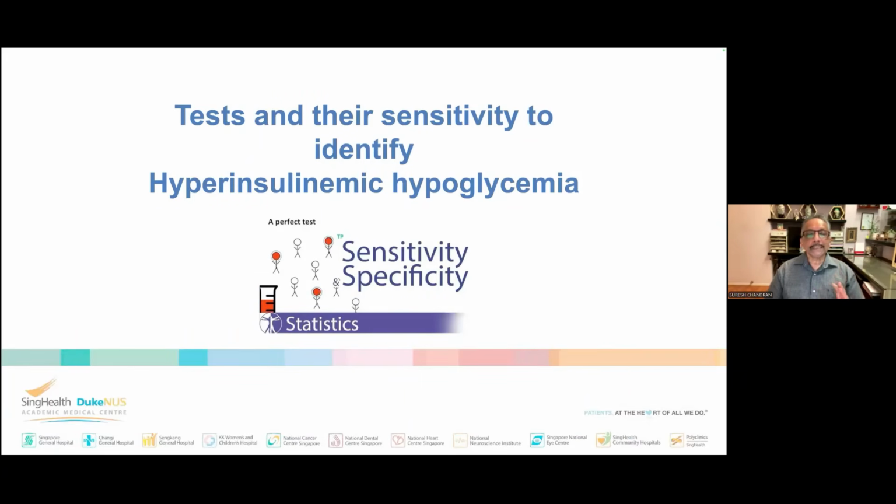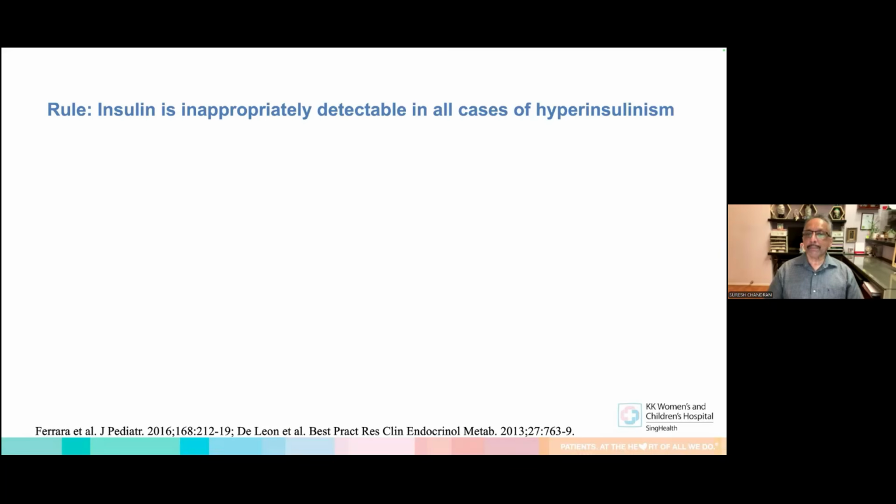Now we are going to look at something interesting. We are looking at the sensitivity and specificity of various tests we do to confirm hyperinsulinism. The number one is that insulin is inappropriately detectable in all cases of hyperinsulinism. This is why we always have this rule in our mind.